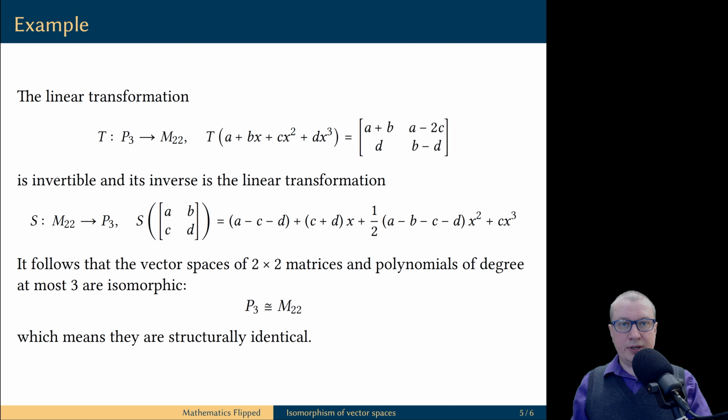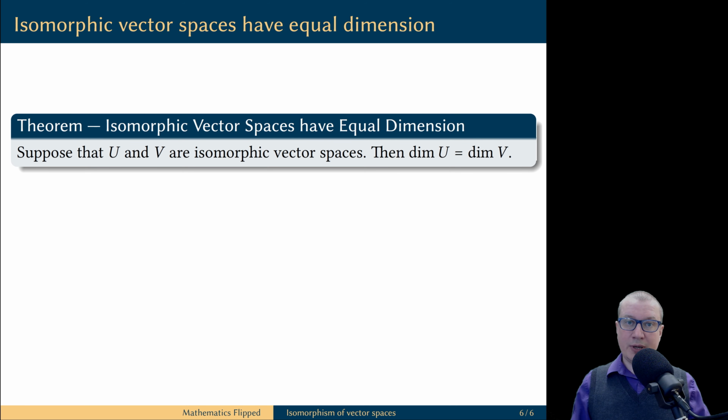In the vector space P3, we take these 4 numbers and use them as coefficients in the monomials, whereas in the vector space of the matrices, we take these 4 numbers and put them into a square array of size 2 by 2. So this is nothing but 2 different ways of looking at the same objects. If two vector spaces have the same structure, then they need to have identical characteristics, and one of the main characteristics of a vector space is its dimension. So it is only natural that if two vector spaces are isomorphic, then they have the same dimension.